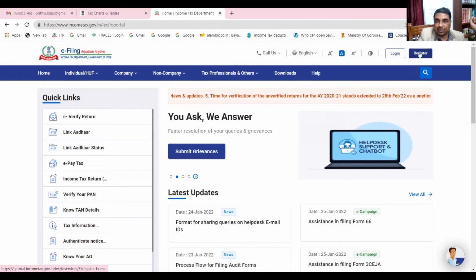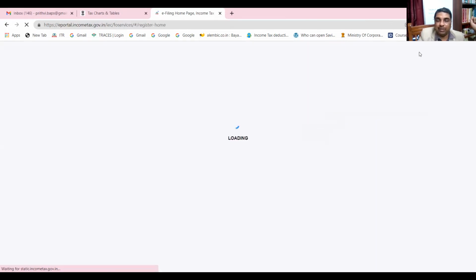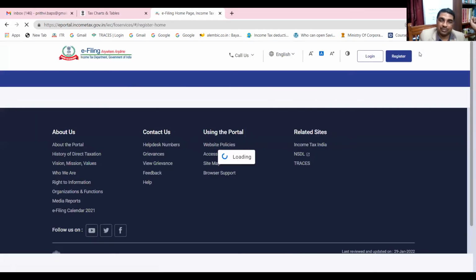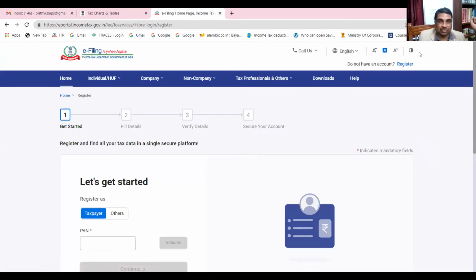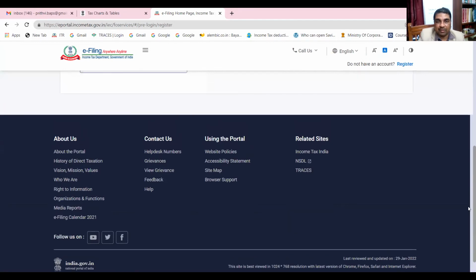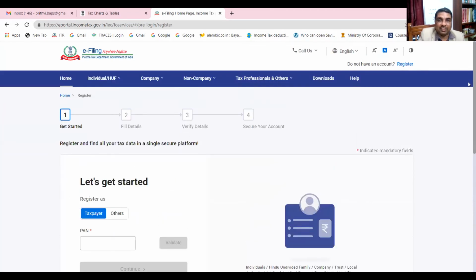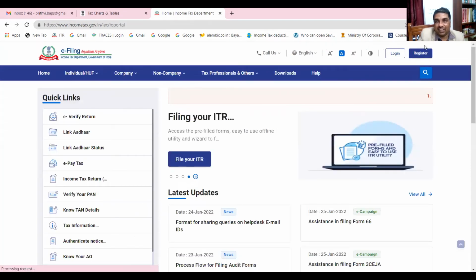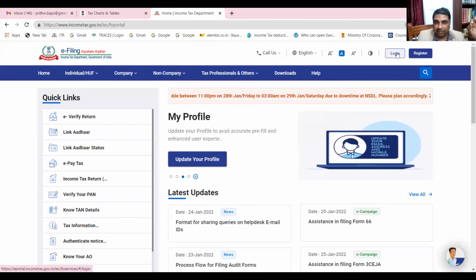You can register. For that registration you need an OTP in your mail account as well as on your phone. So these are the steps. If you have not registered, you can register your PAN here. Okay. If you are already registered, then you can log in. Here you see two options, login and register. The register process you can complete by writing your name, PAN details, mail ID, and phone number. And that will be verified through OTP. After that only you'll be able to register.